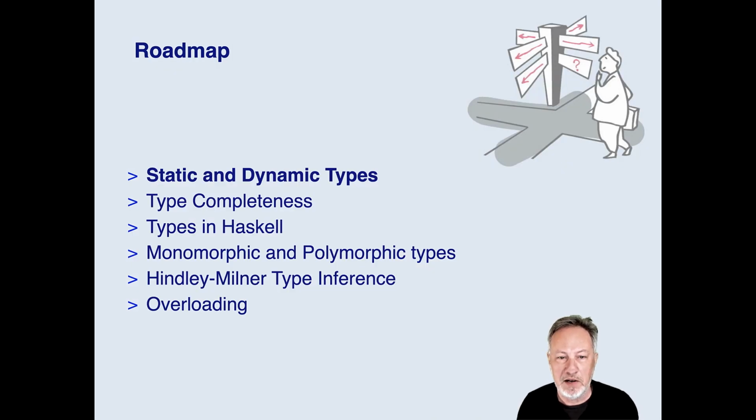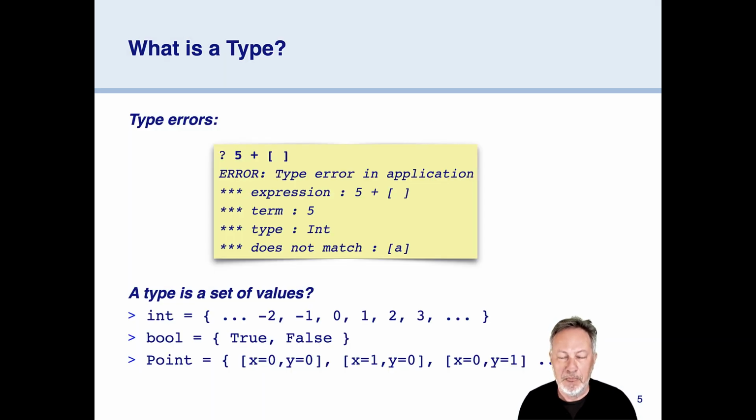So let's dive directly into the question of static and dynamic types. First of all, what is a type in a programming language? There are many different ways we can think about it. If we type in Haskell an expression like 5 plus empty array, the Haskell compiler will complain and say there's a type error there. But what does this mean? It says 5 plus empty list doesn't make sense. In particular, there's a mismatch. So the term 5, which is of type integer, doesn't match the argument which is of type list of something.